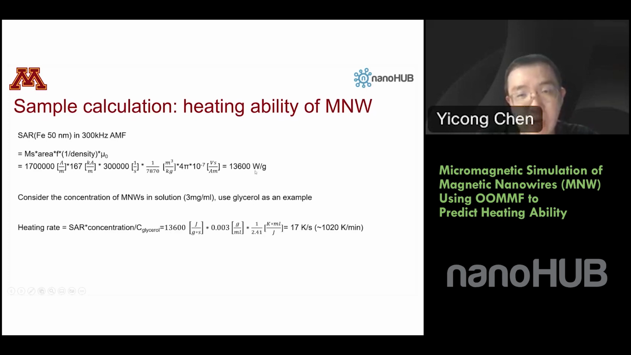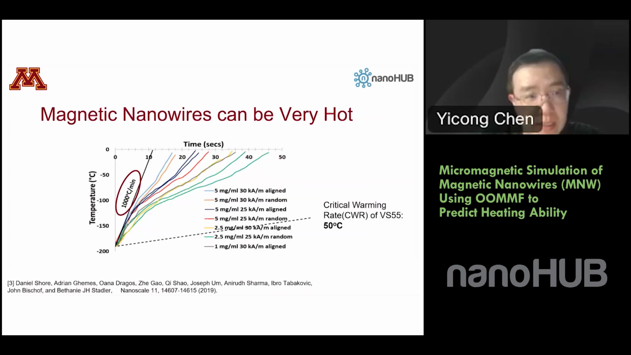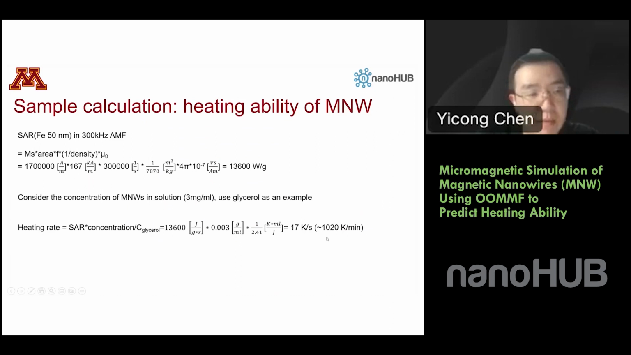predicted SAR of 13,000 watts per gram. And we further assume that we are using 3 milligram per milliliter CPA. We will have an estimated heating rate of about 1,000 Kelvin per minute, which you might remember is the theoretical limit that we have from the experimental results. And that ends the introduction to the OOMMF for magnetic nanowire simulation.